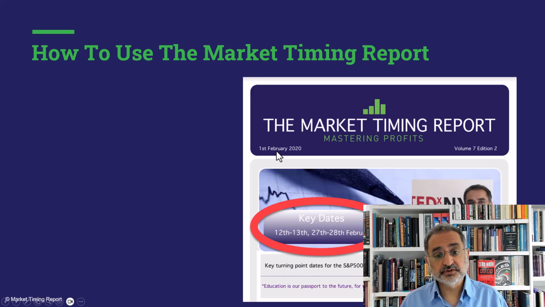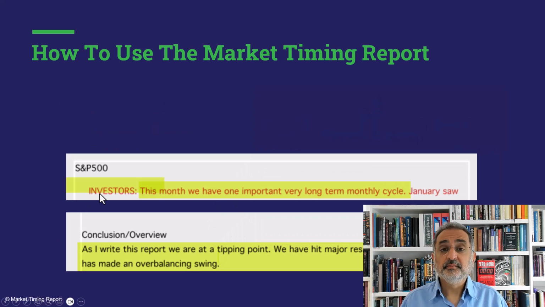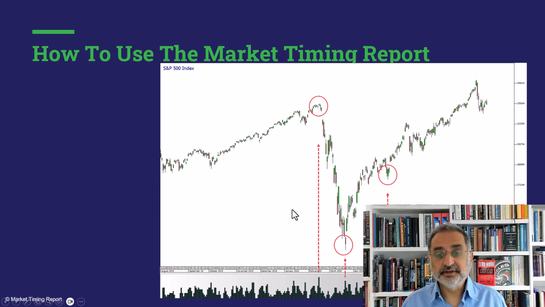Well, here was the 1st of February 2020 report identifying some key cycles, and as I mentioned, it was all about the 90-year cycle. But most importantly, this is very similar to what we're seeing right now. This month we have one very important long-term monthly cycle. That's the same concept. And as I write this report, we're at a tipping point. This was back, as I say, 1st of February. We have hit major resistance levels, so the market had hit a target. It had also made an overbalancing swing. And these were the weekly charts, the daily histograms showing these things coming in right here. This is what unfolded with these points.